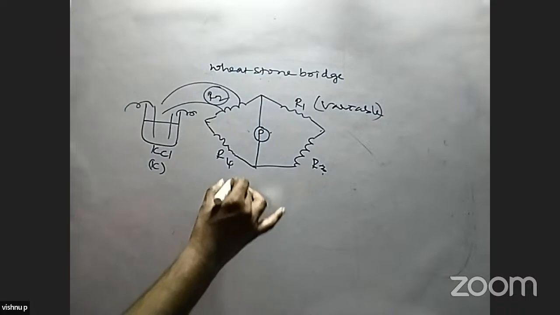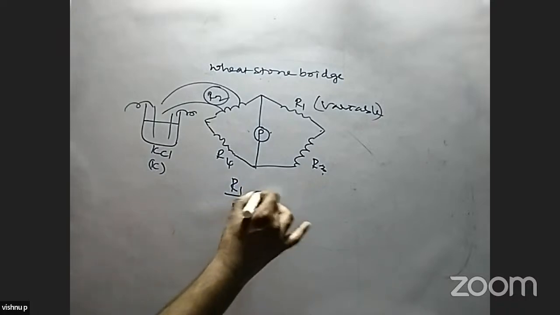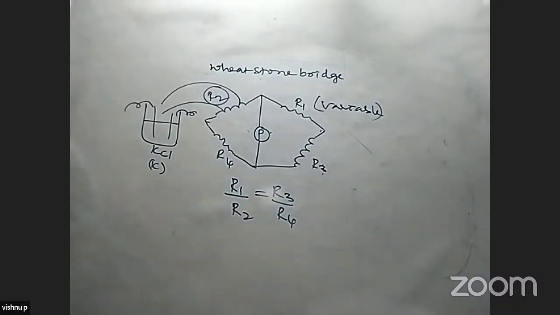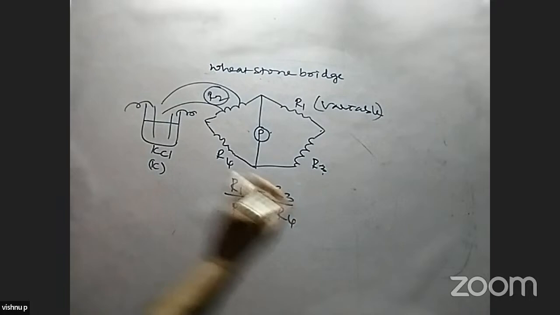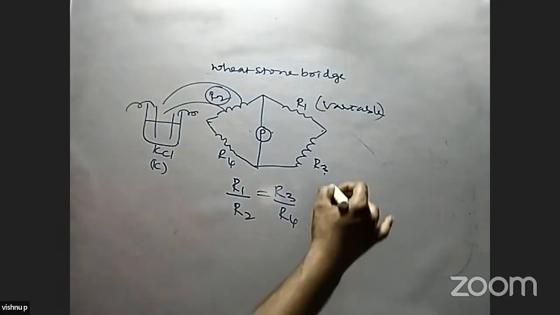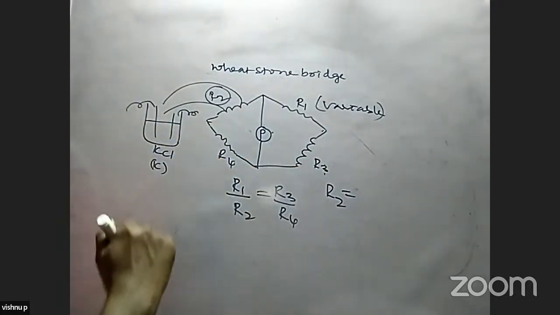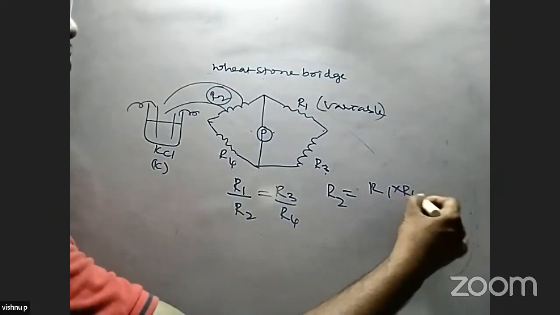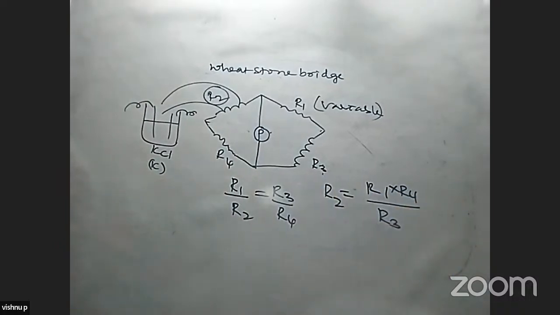Here we use this method: R1 by R2 is equal to R3 by R4. R1 is the variable resistance, R2 is connected to the standard potassium chloride electrolytic cell, and R3, R4 are known resistances. So from this we can find out the resistance of the potassium chloride standard solution. R2 is equal to R1 into R4 by R3. From this we can find out the R2 value.